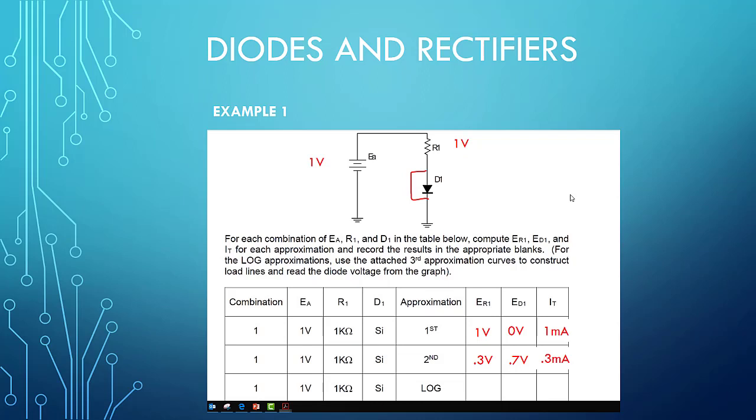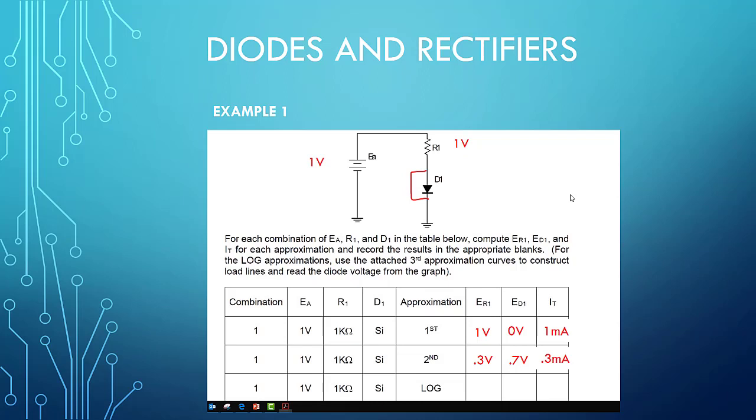Okay, our second approximation. For our second approximation, we say that the diode is a go. With that diode being a go, it's going to take its 0.7 volts. It's a silicon diode. So our silicon diode taking 0.7 volts leaves 0.3 volts for R1.